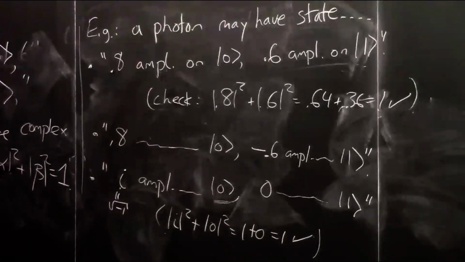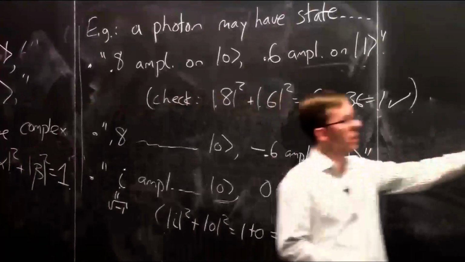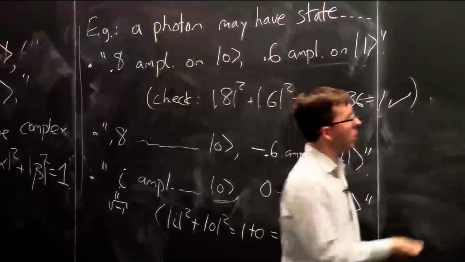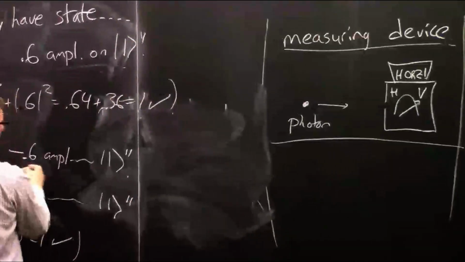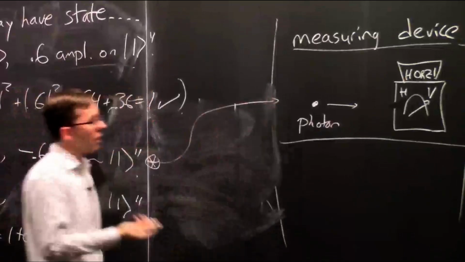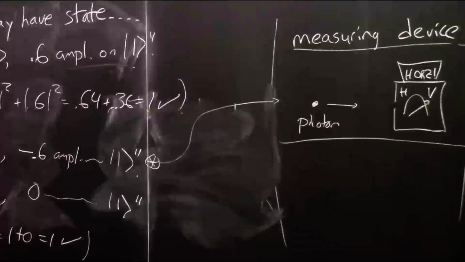So now I've told you the truth about what state a photon can be in. But I also told you this physical box exists, this measuring device exists. So now you might fairly ask, what happens if you take a photon that's in this state and fire it into the box, this measuring device? The LCD readout can only say horizontal or vertical, but it's in this superposition. So what happens?